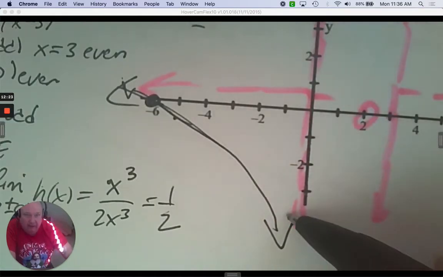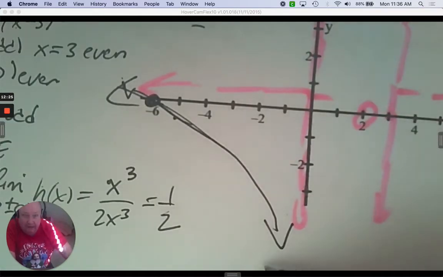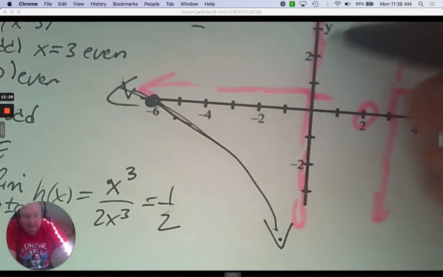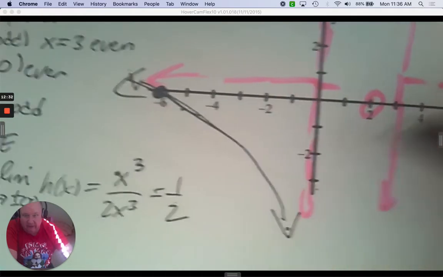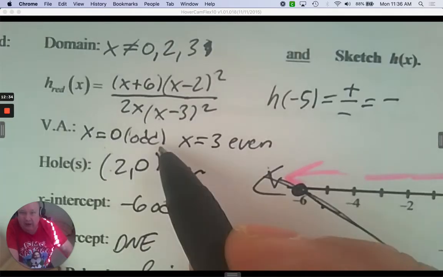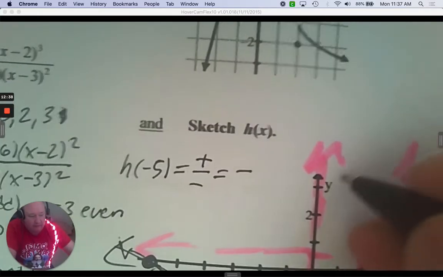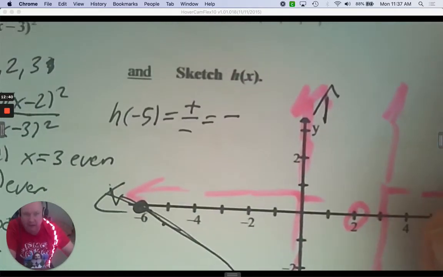At a vertical asymptote, it can either go up forever or down forever. So when it crosses over, it's going to go to -infinity. At the first vertical asymptote, it's odd. So that means that one end, this end goes down forever. That means the other end must go up forever.